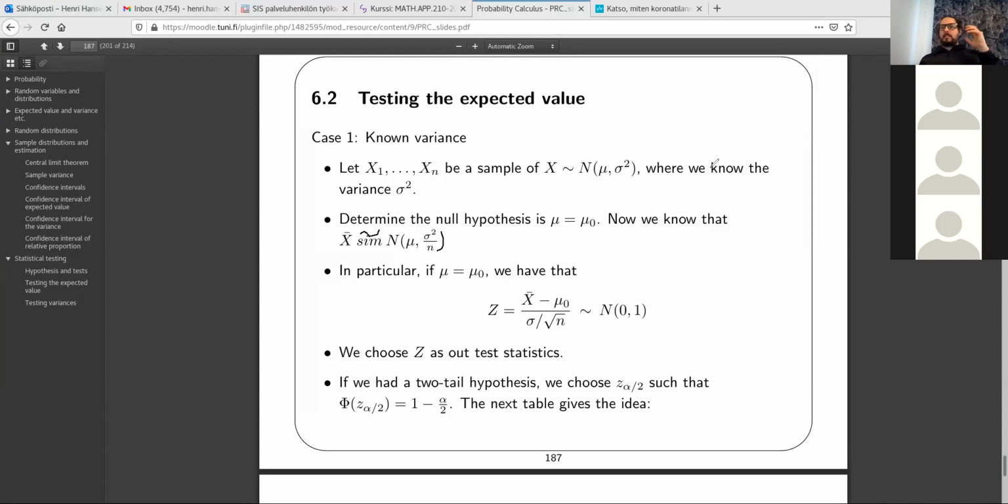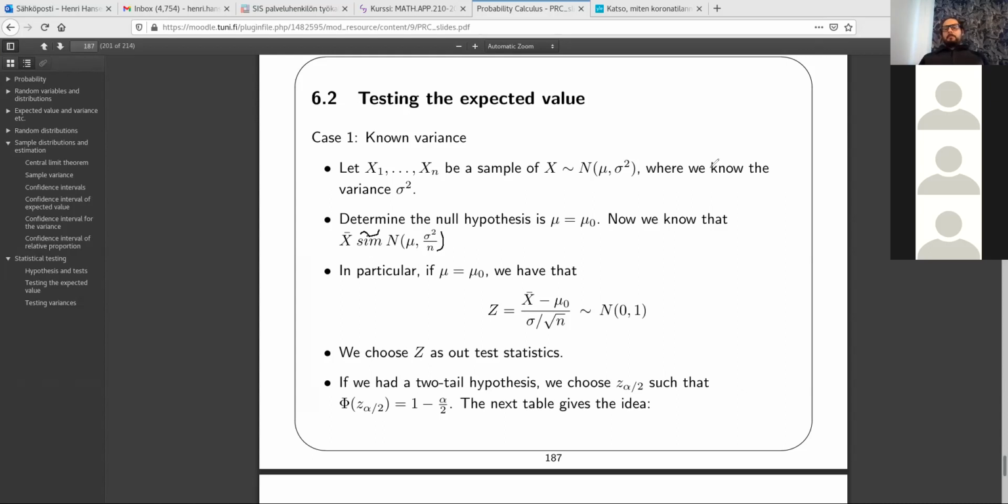So these tests are pretty good if the original sample comes from a distribution that is normally distributed or close to being normally distributed, or if the sample size is very large compared to how badly it is distributed.